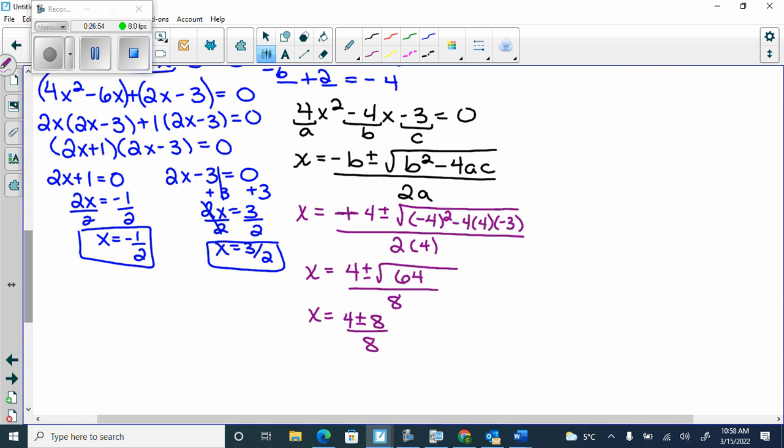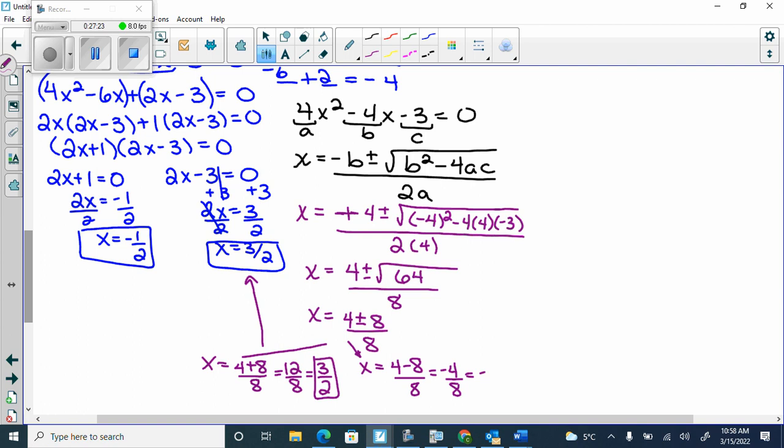We agree? Yep. So then at this point we split it. We're going to get x equals 4 plus 8 divided by 8, which is 12 over 8, which I can take a 4 out of both. So I get 3 over 2. Matches. And then I get x equals 4 minus 8 over 8, which is negative 4 over 8, which is negative a half. And it matches.